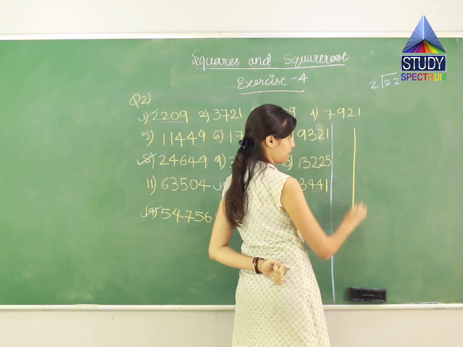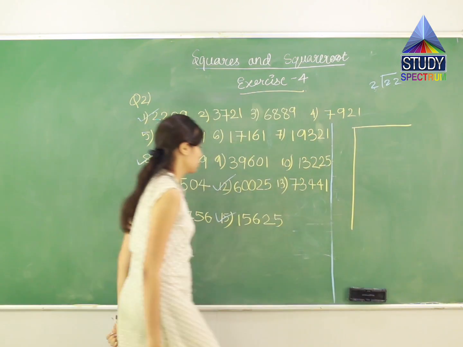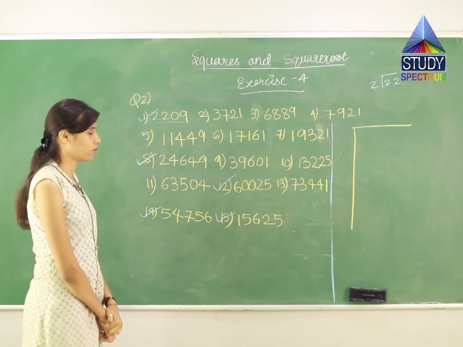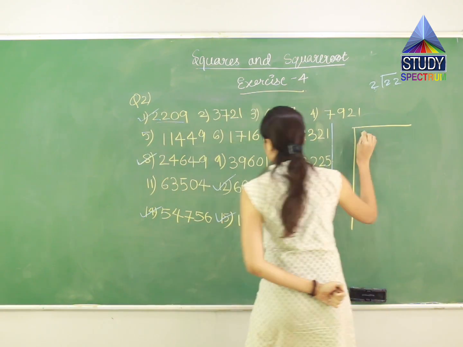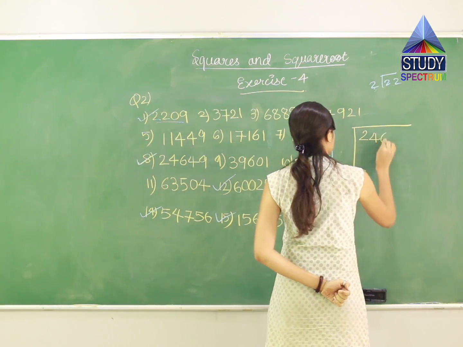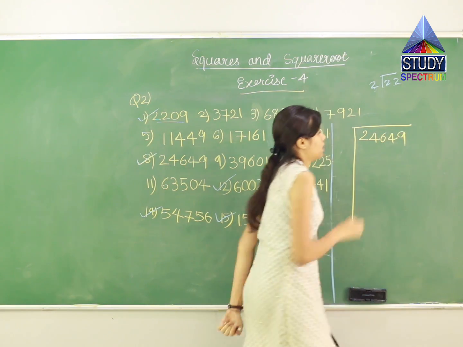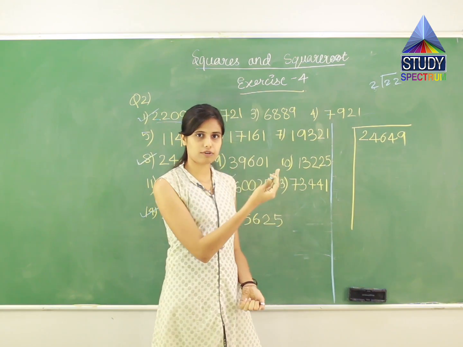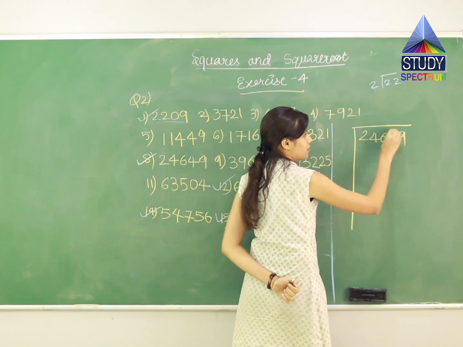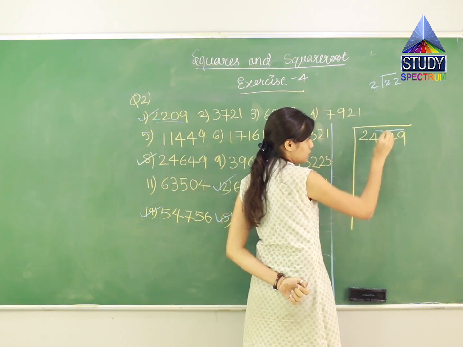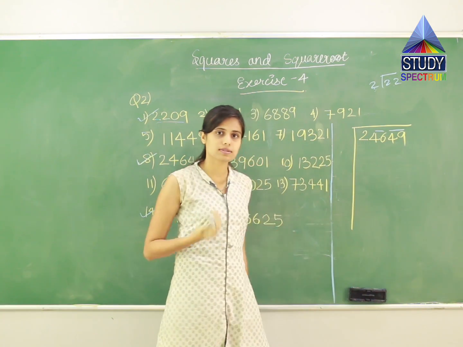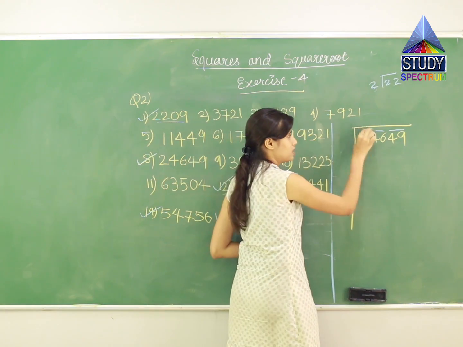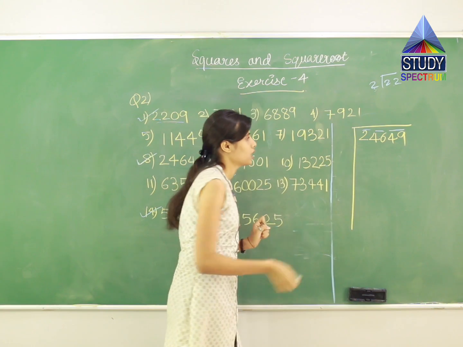Same divisional bracket I will draw. What is the number inside it? It is 2, 4, 6, 4, 9. So let us write this number. 2, 4, 6, 4, 9. Now what we'll do? We'll make a pair of 2, starting from the end. So let us make a pair. This is 1. This is 2 and the 2 remains single. So what we will do, we'll just make it a pair of single.